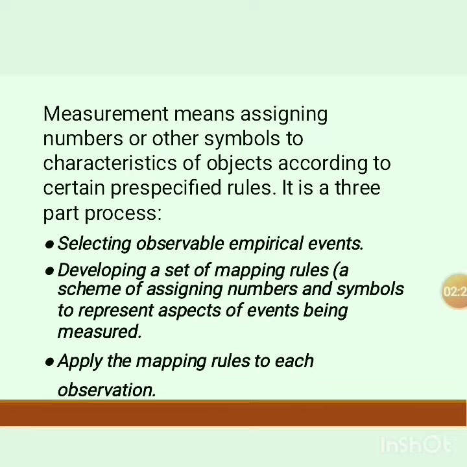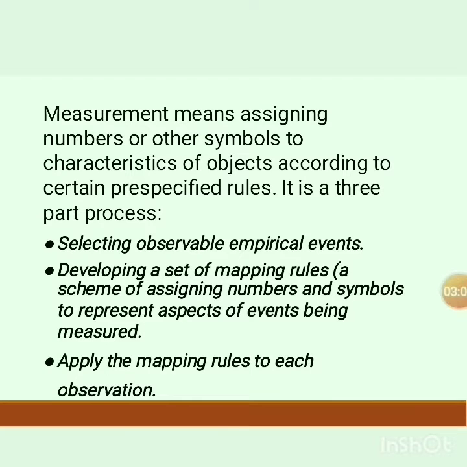So then the second part is to develop a set of mapping rule. What is this mapping rule? Mapping rule is a scheme of assigning number and symbol to represent aspect of event being measured. So what was the event being measured here? It was gender. And how can I assign number or symbol to it? Suppose I have made one rule that for male I will write a 0 and I will assign 1 for female. So whenever I will count male, I will assign 0 to it, and whenever I will count female, I will assign 1 to it.